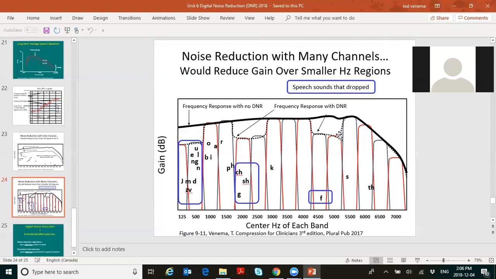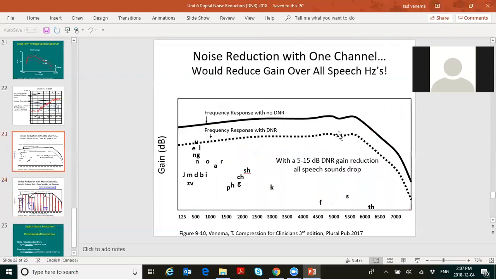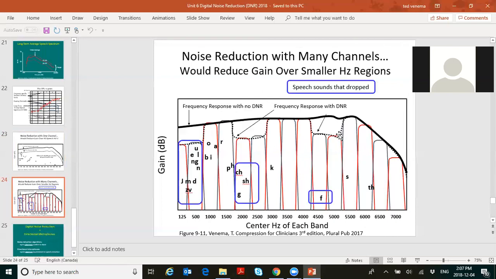You're really not increasing the reception of speech. You are rather, I would put the emphasis on a different syllable, you are getting less impact. In other words, you're ruining the speech less with this than you are with this. Okay? So that's the important concept to take home about digital noise reduction.